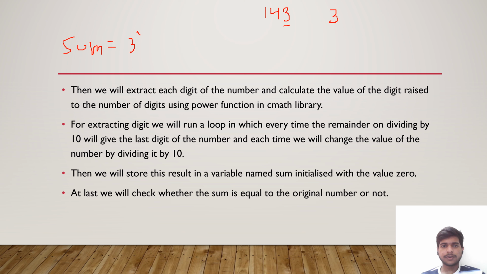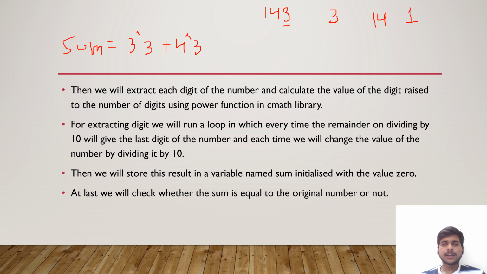After the first iteration, the value of the sum would be this, and the number would be updated to 14. In the next iteration, 14 divided by 10 would give us the remainder 4. So sum would get updated to the sum, which has the value 3 raised to the power 3, plus 4 raised to the power 3, and the number would be updated to 1.